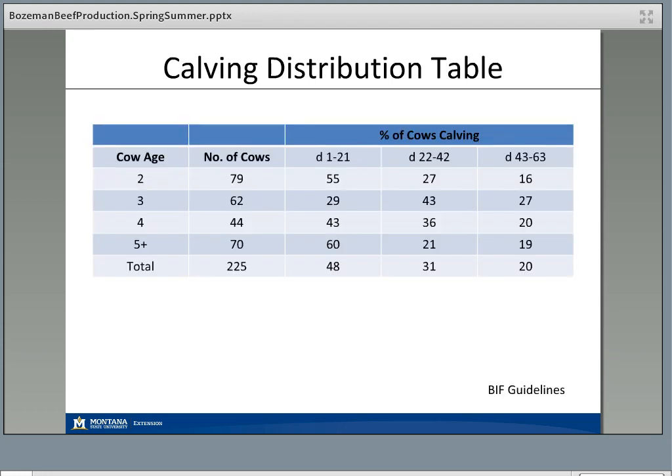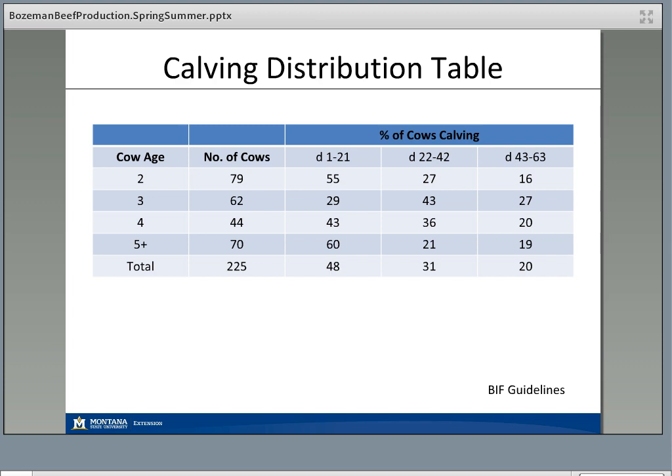So here's an example from the Beef Improvement Federation Guidelines book of a calving distribution. This is in table form, as you can see. In the first column, we have cow age increasing from 2 on up to 5 and over, and then the number of cows in each age group. This is a 225 cow herd. And then in the last 3 columns, we have the percent of cows calving in the first 21, second 21, or third 21 days of the calving season.